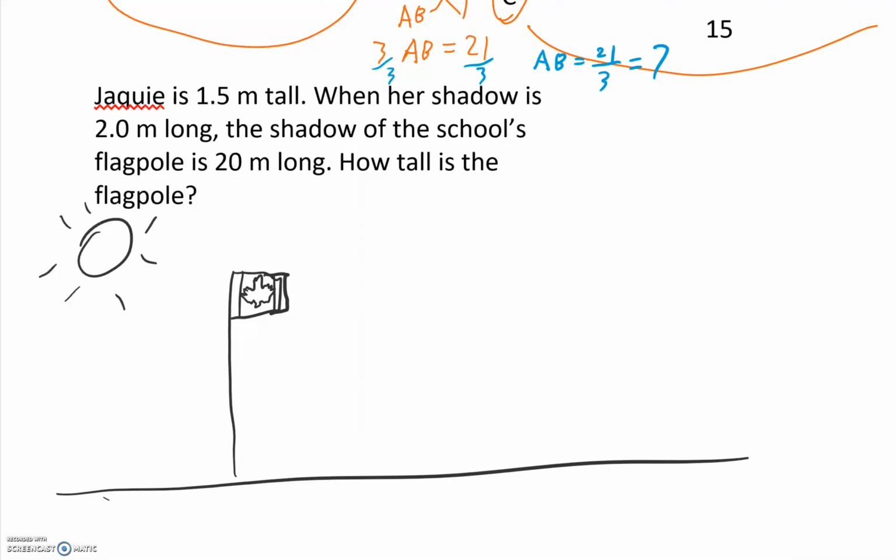Okay, so we've got a flagpole, and we've got Jackie, who is a little girl at 1.5 meters tall. Not super tall, not super short either, but medium size. We might want to label some stuff here. So she is 1.5 meters tall. We don't know how tall the flagpole is yet. And we know her shadow is going to be 2 meters long.